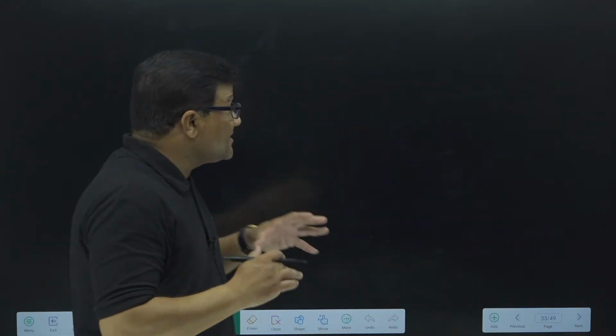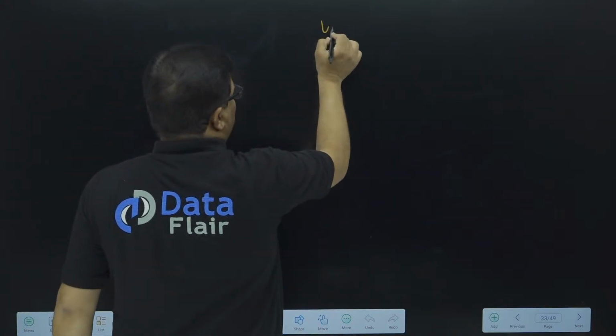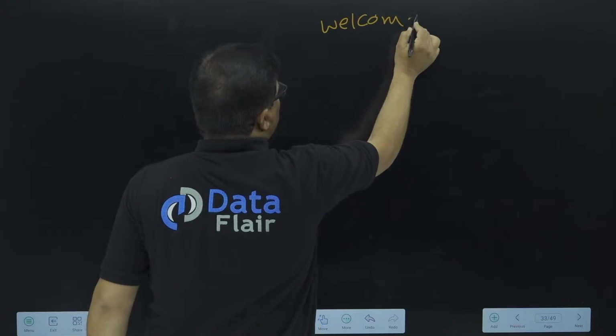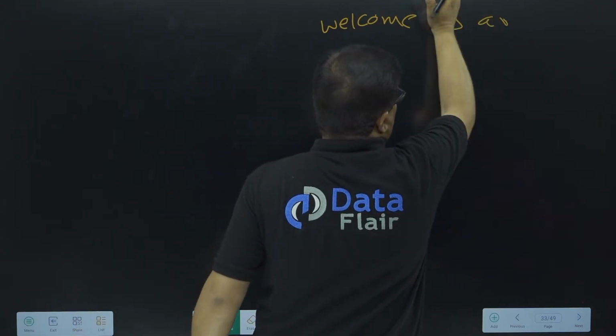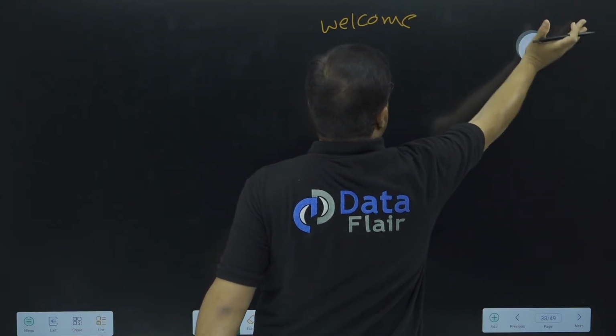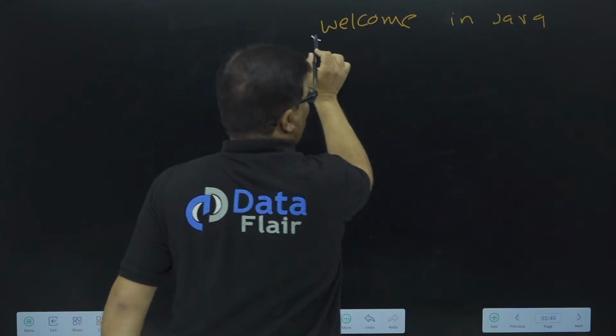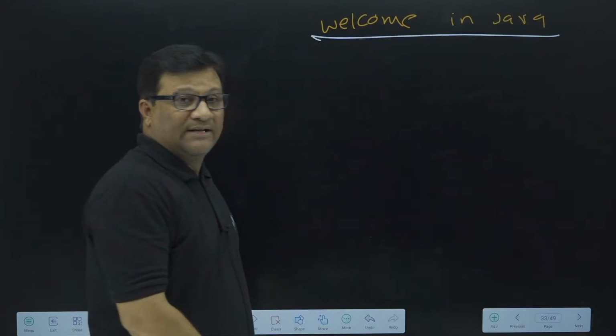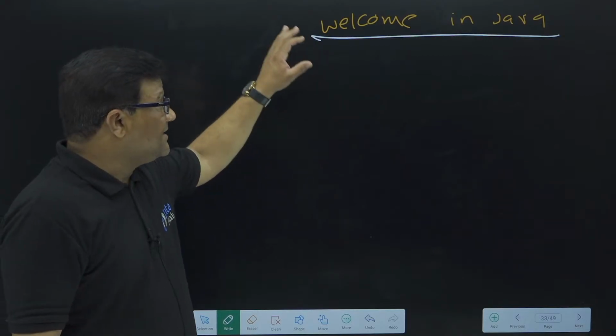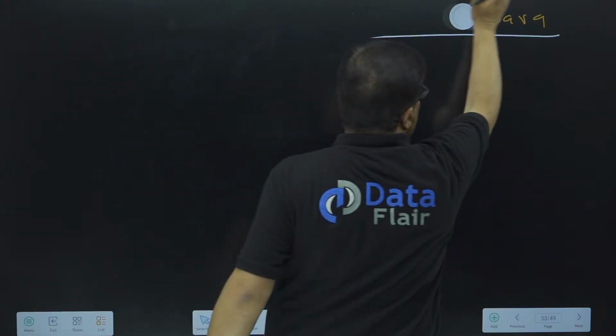Okay, so now let me write my first Java program, which is to print welcome. I need to print welcome in Java. This is the output I want. Welcome in Java, right? So to print this output, what exactly are the steps we need to follow? This is the output I want on my console screen, right? So to print this, what is the first step?